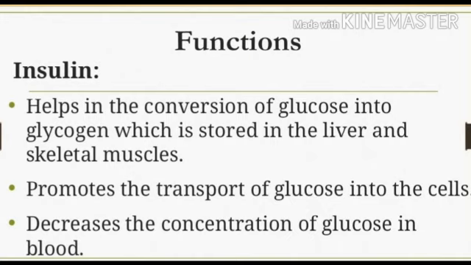This glycogen is stored in liver and in the skeletal muscle. That is, thus this insulin helps in the conversion of glucose into the glycogen. Don't get confused between glucose, glycogen and glucagon. Here glucagon is the hormone and glucose and glycogen are the carbohydrates.